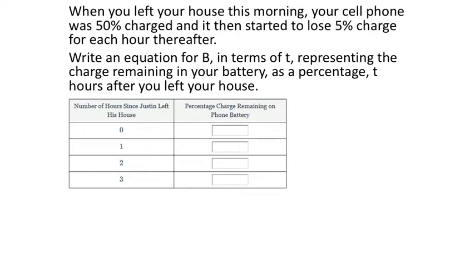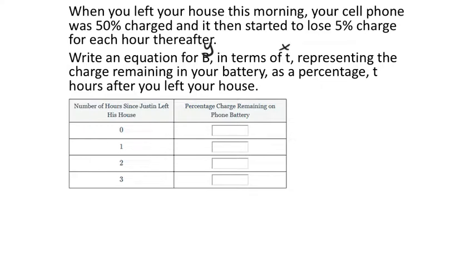So another table one: when you left your house this morning, your cell phone was 50% charged, and then it started to lose 5% charge for each hour thereafter. Write an equation for B in terms of T. So just so we remember, that's Y in terms of X for us.